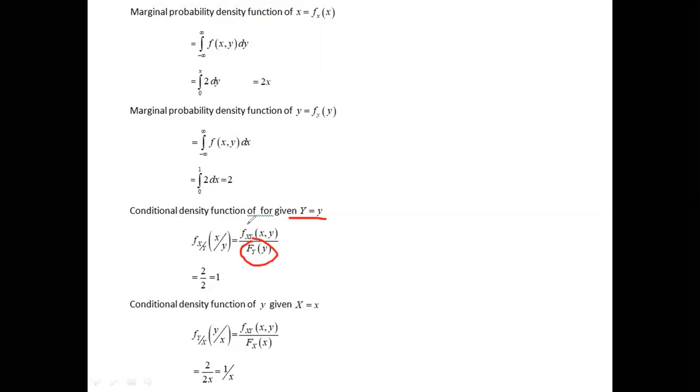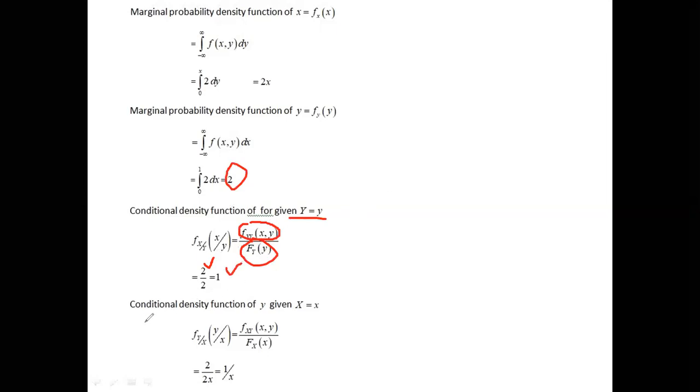Then we calculate the conditional probability for x given y. So f of x given y is equal to f(x, y) divided by f_Y(y). Here f(x, y) is the joint probability density function, which is provided as 2 in the given question, and f_Y(y) is the marginal probability density function of y, which is 2. So 2 by 2 is equal to 1.